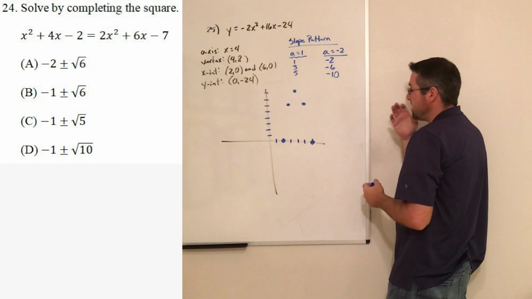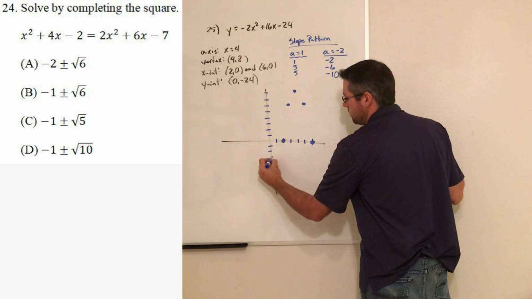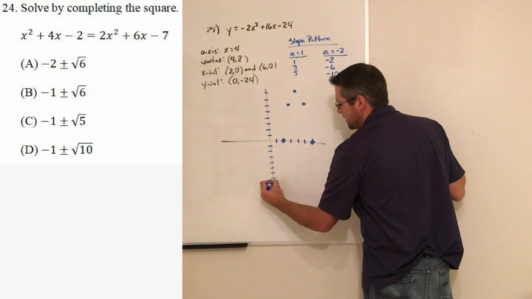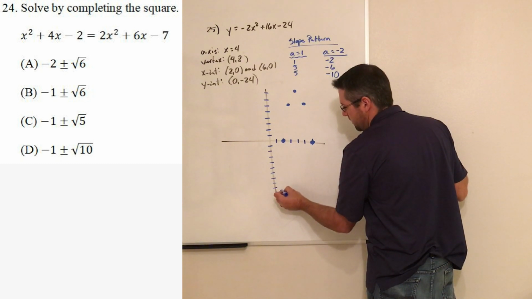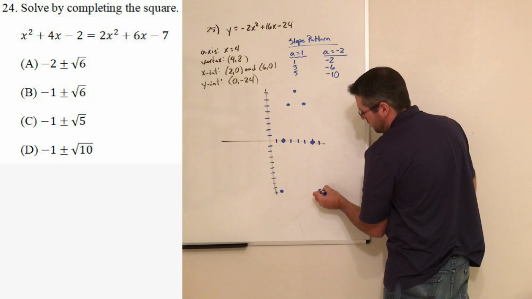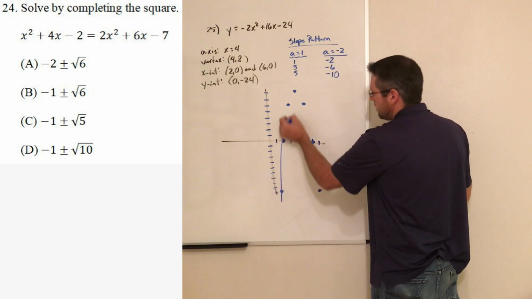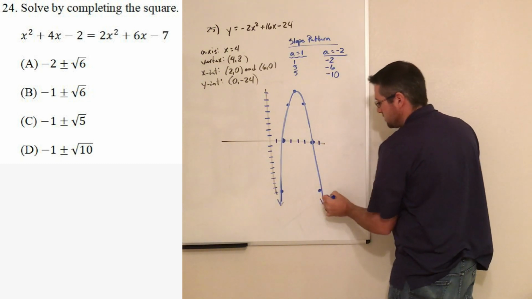The next one would be down 10 and over 1. So I could go down 10. 1, 2, 3, 4, 5, 6, 7, 8, 9, 10. So going down 10 over 1 puts me about there. Going down 10 and right 1 puts me about here. And then we have our parabola that looks something like that.